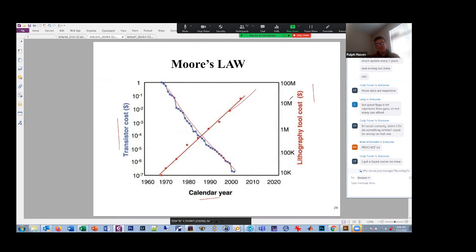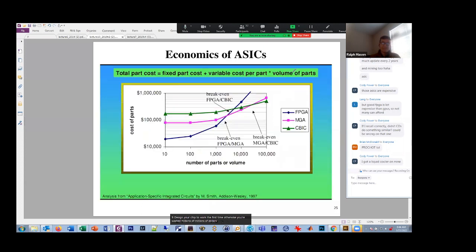As I've mentioned a few times, it's super important to design your chip to work the first time. Otherwise you've wasted millions and millions of dollars. This is an important slide. I'm going to introduce a concept that you may or may not have seen before.